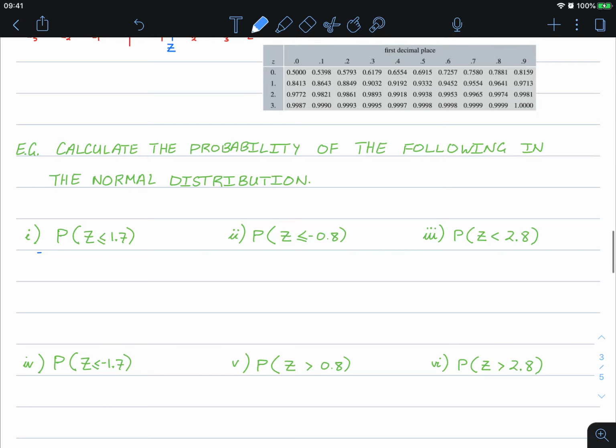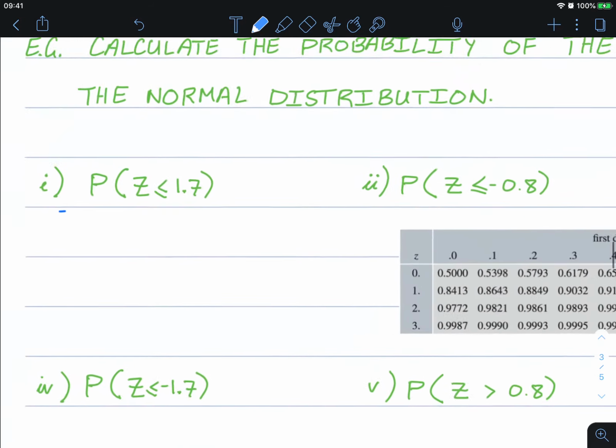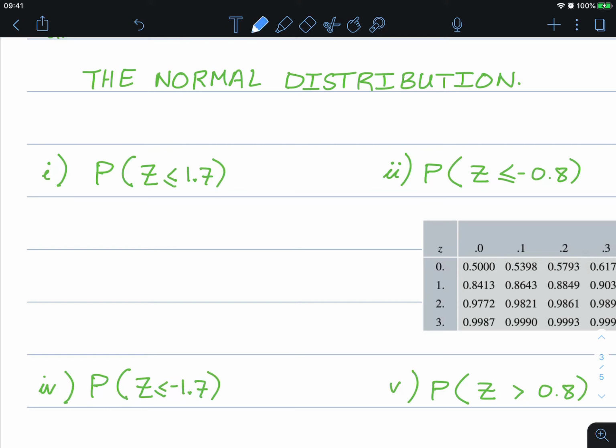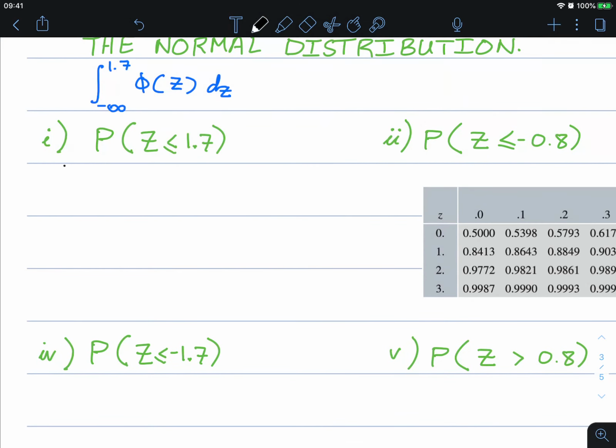So to calculate the probability, just to reiterate, what this is actually looking for is from negative infinity to the z value of 1.7 of phi of z dz. Graphically, what it's actually calculating, I actually advise you all to graph what you're calculating, because later on it gets a little bit more difficult. We're actually calculating all this area up until 1.7.